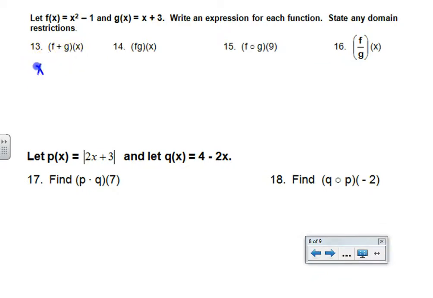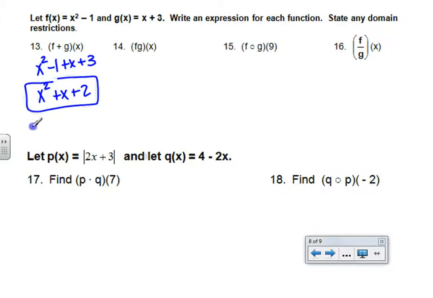So if I add x squared minus 1 plus x plus 3, the only thing I can combine are the constants, and I end up with that function. And since that's a quadratic polynomial, the domain is negative infinity to infinity, or all reals.